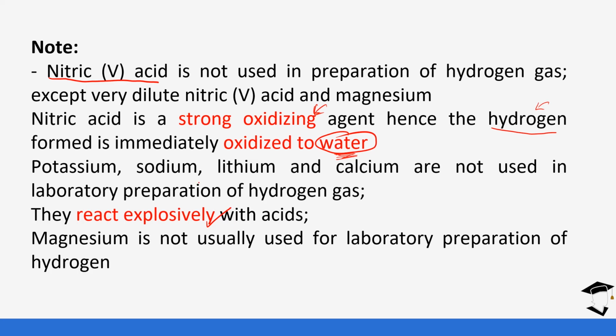Then also magnesium is not usually used in the preparation of hydrogen because it is very expensive. For magnesium, it's not that explosive, but it is very hard to purchase, and so it is not that locally available for most labs.